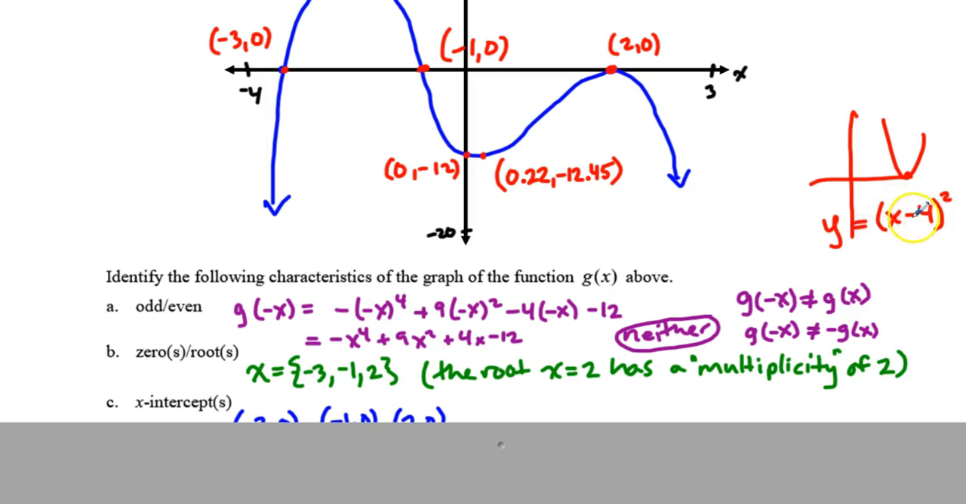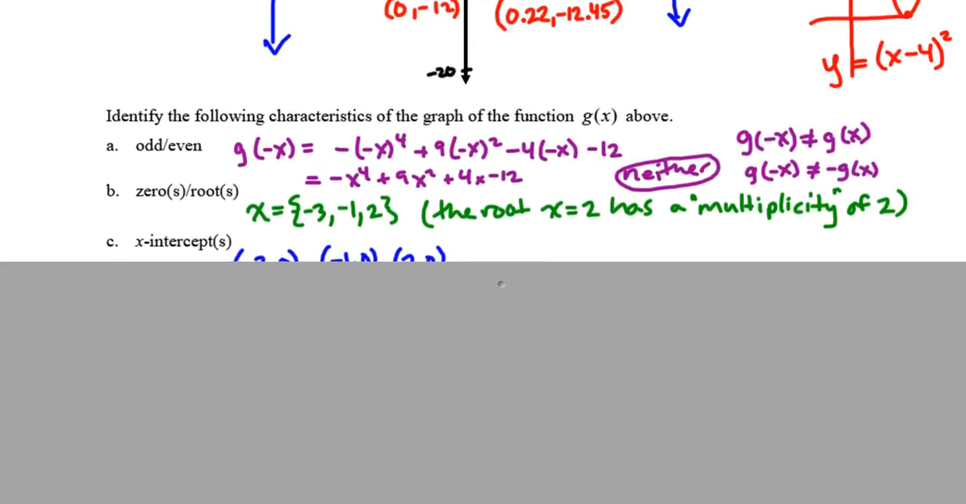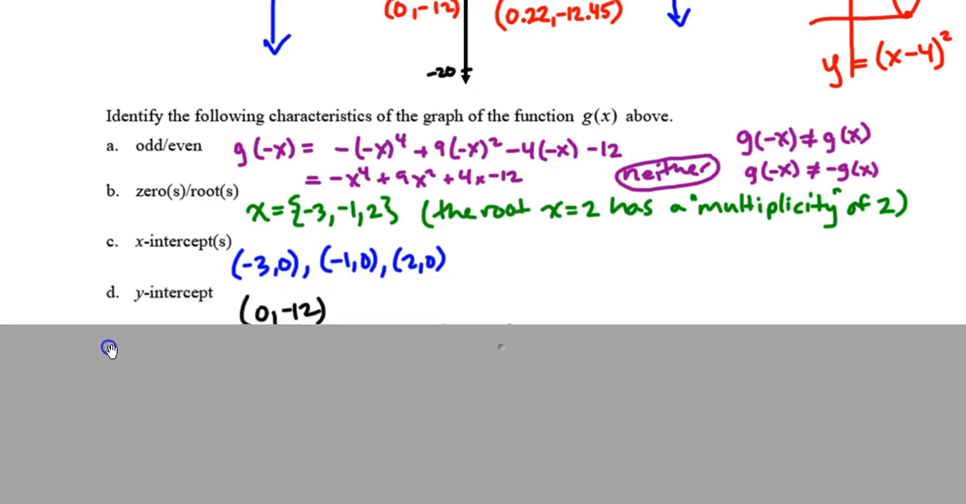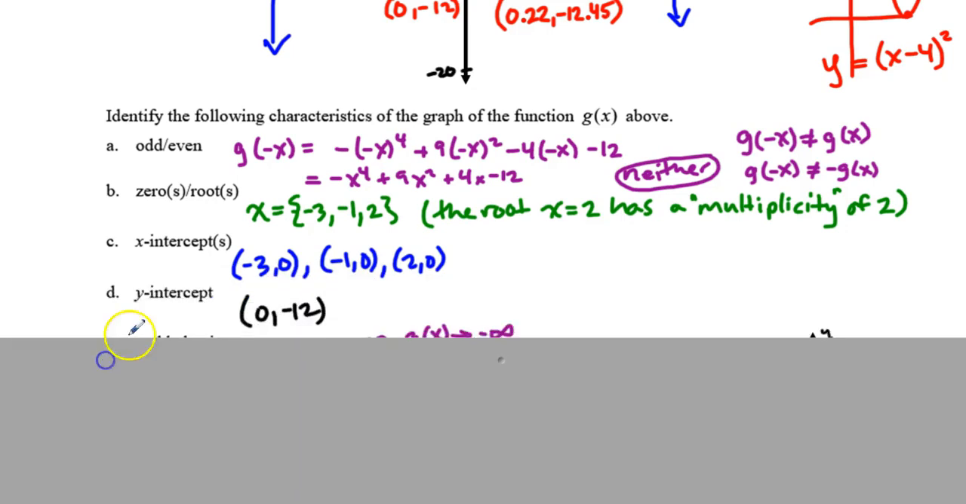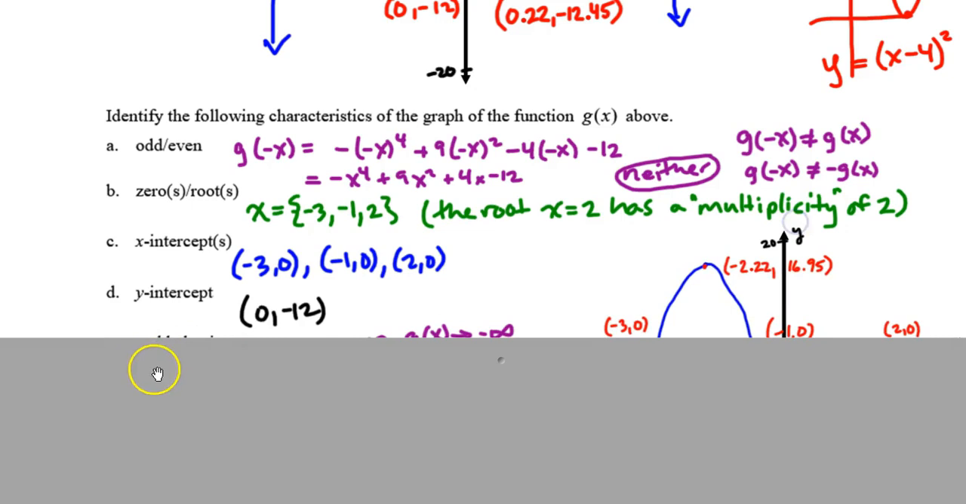So it's a single root that is written twice. So x minus 4, so x equals 4 is a double root there. We call that multiplicity of 2, because it touches, it would have a square as an exponent. The x-intercepts are those values with y's of zero. We have a y-intercept, that's pretty standard.